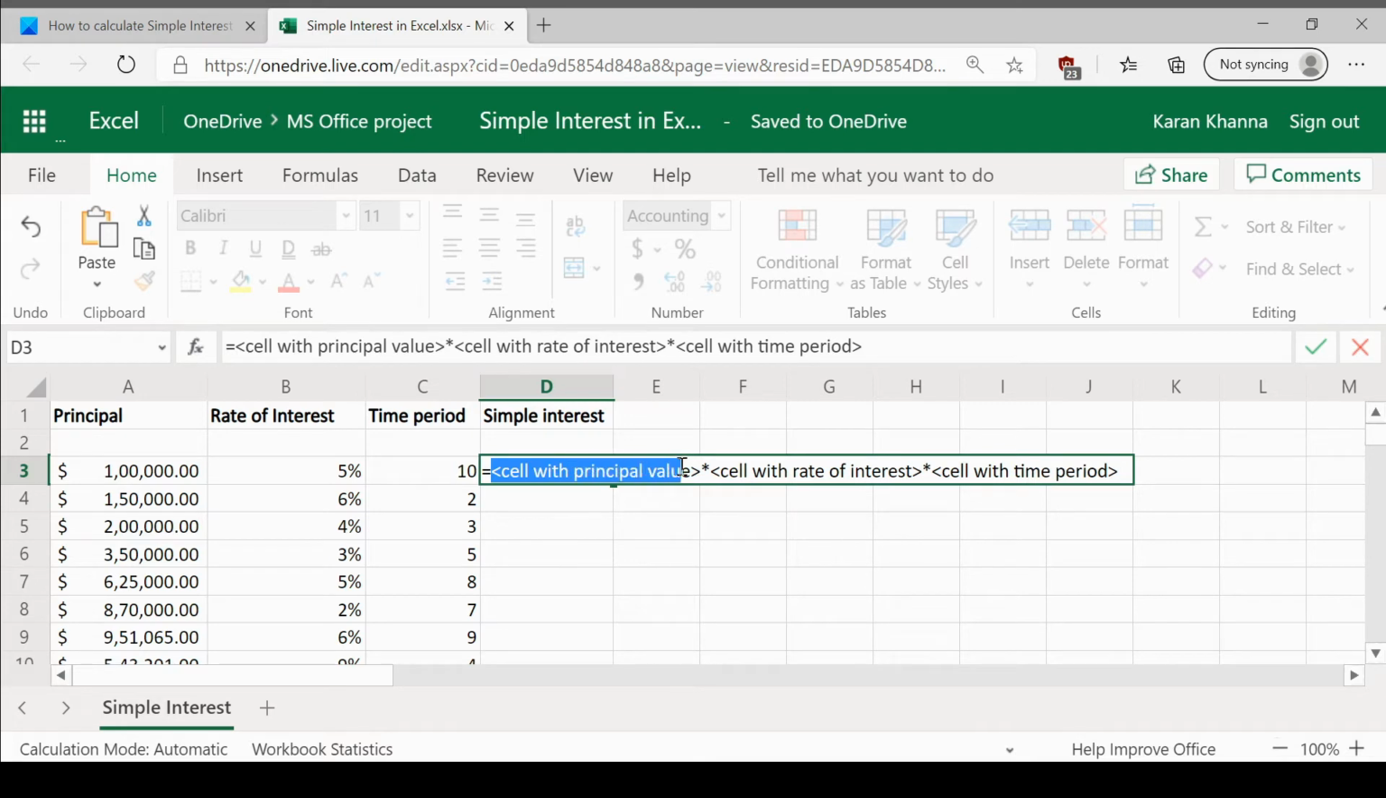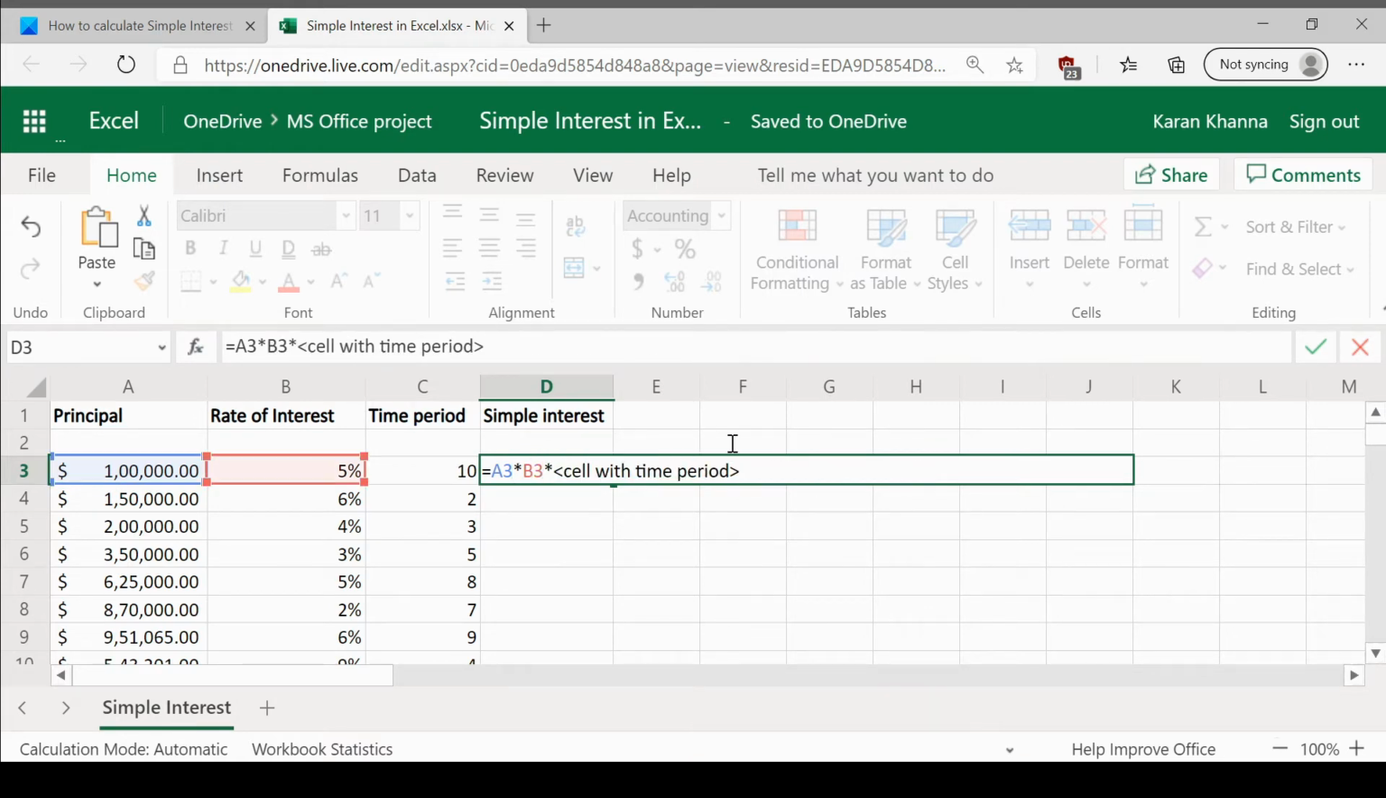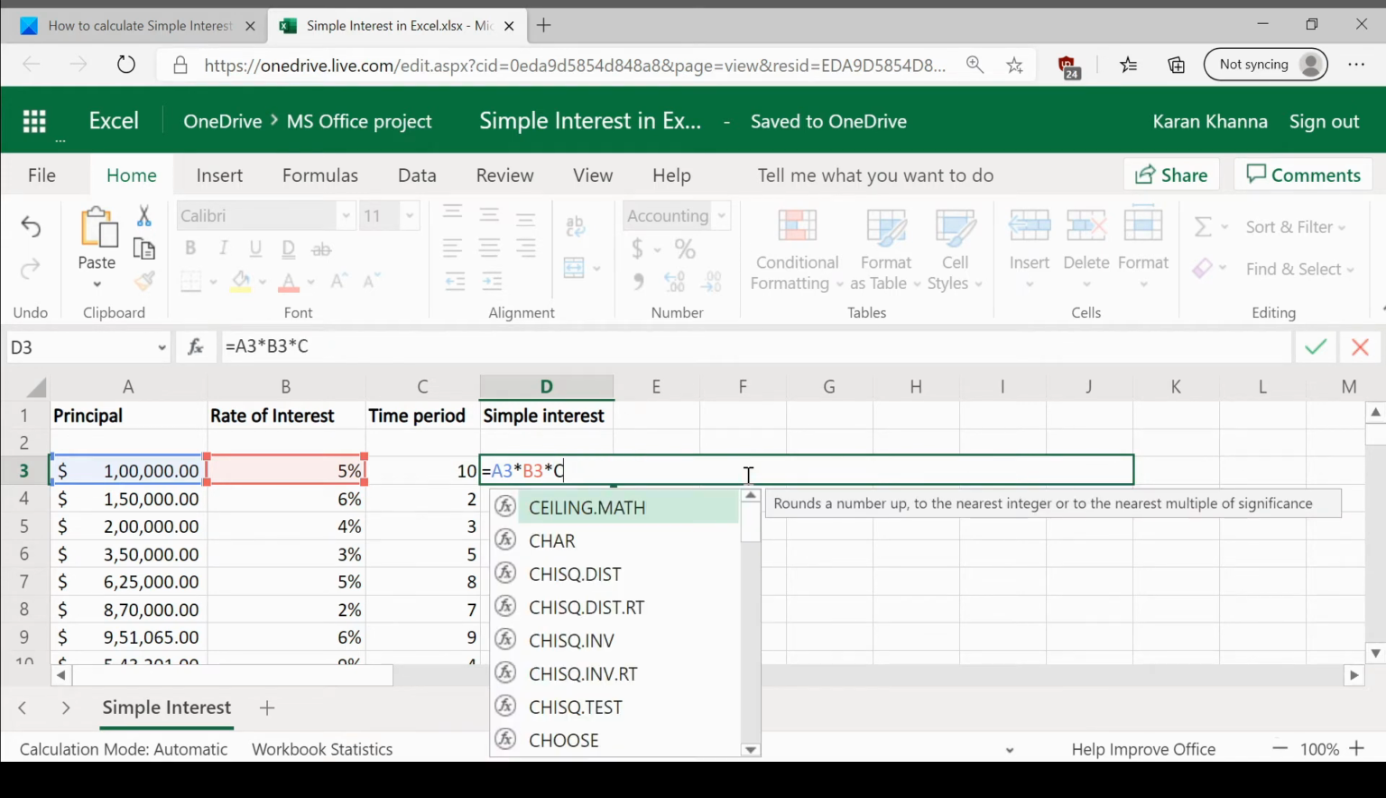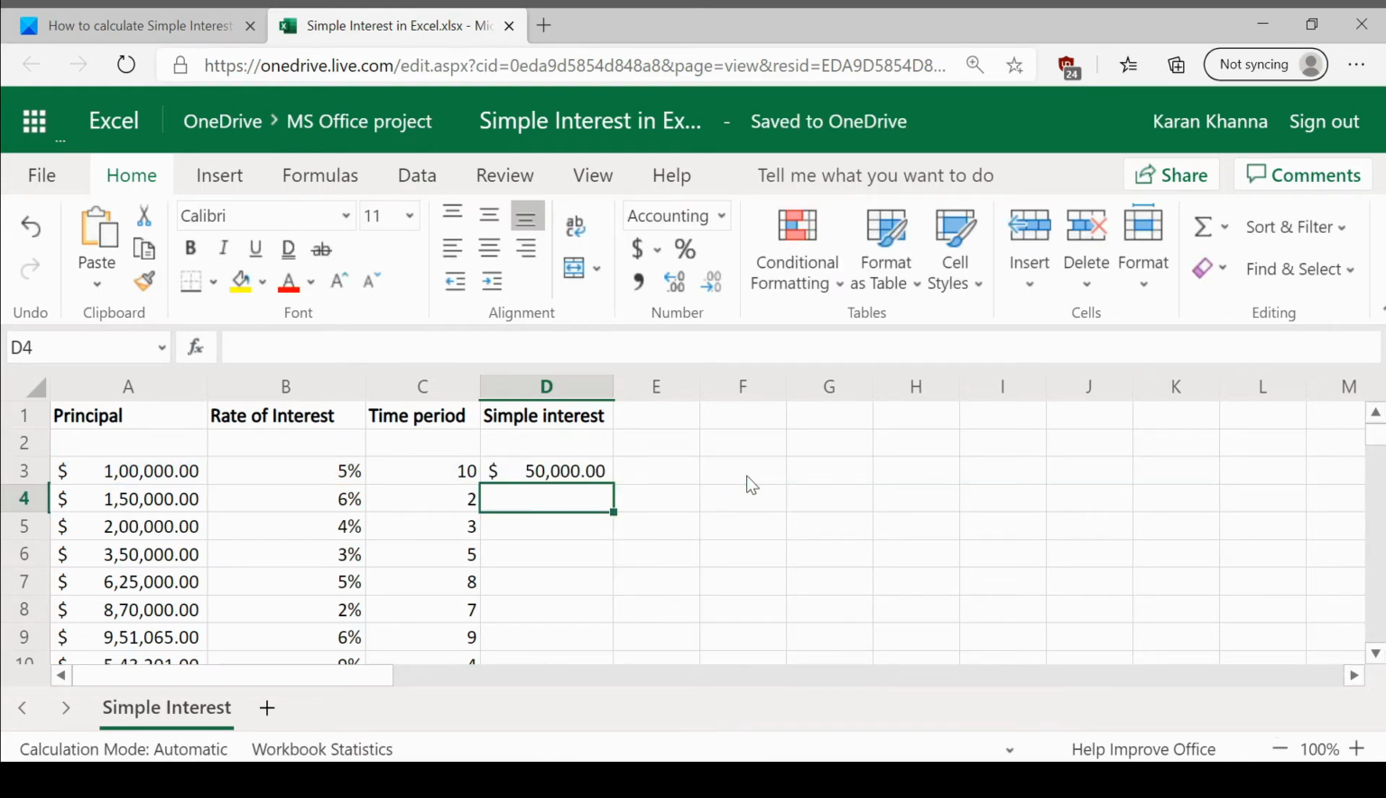I will replace cell with principal value with A3, cell with rate of interest with B3, and cell with time period with C3. When I hit enter, I get the simple interest in cell D3. Now I can use the fill function to pull this formula down across the range of cells.